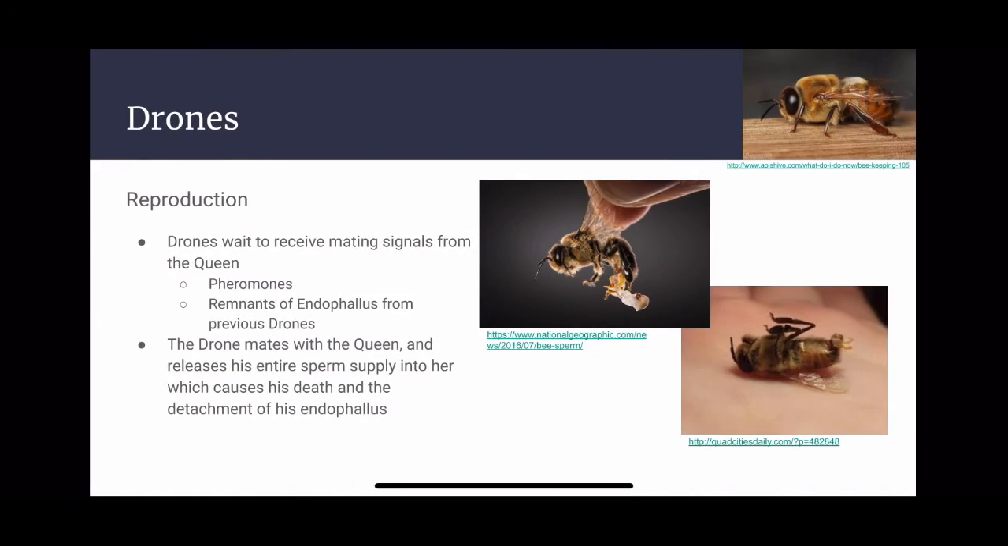Now on to drones. Drones are created for the sole purpose of reproducing with the unfertilized queen. The queen shows her interest in mating to the drones by releasing pheromones. The drones mate with the queen and empty their sperm supply into her in order to ensure the best chance of reproduction. This causes them to die due to their endophallus detaching from their body after mating. Drones are also attracted to the queen by the remnants of other drones' endophalluses, which show the incoming drones that the queen is prepared to mate.